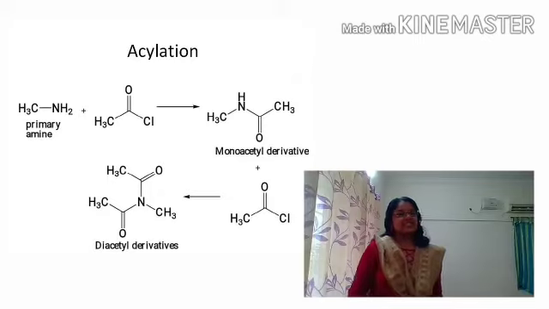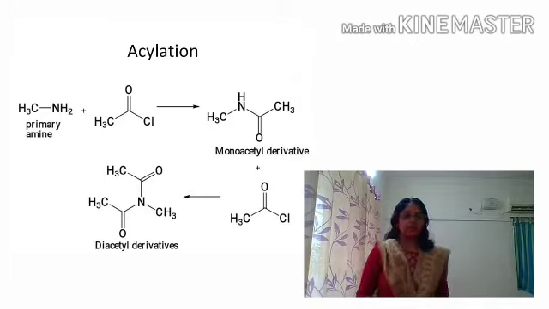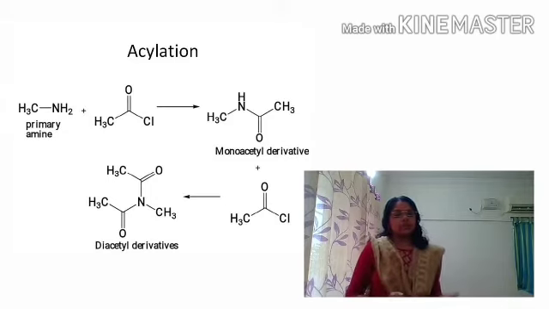So let us discuss the second method, that is acylation. What is acylation? Acylation is a process or reaction in which an acyl group is introduced into a given compound. How can an acyl group be introduced into a given compound? For the introduction of an acyl group, we can take an acid chloride, that is the COCl group. So when an amine undergoes acylation, what products can we obtain?